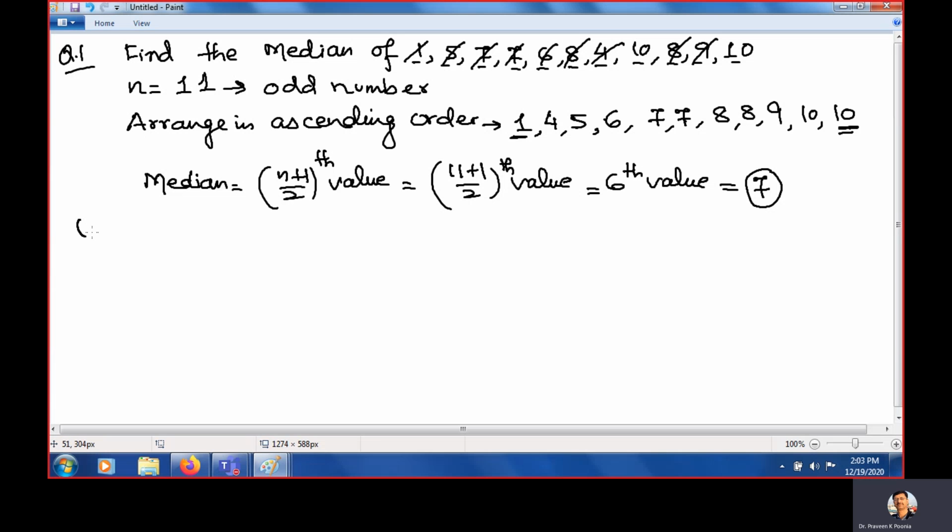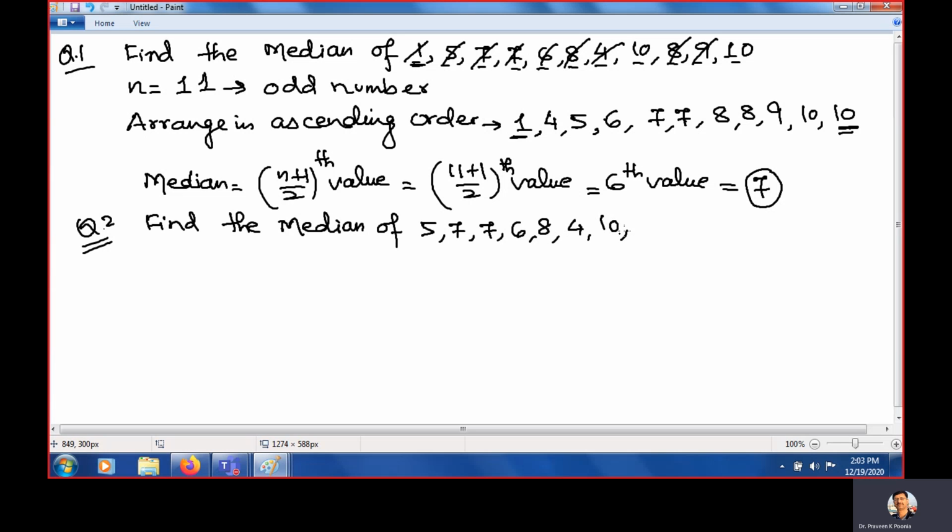And if we take question number 2, find the median of the same data, we are removing this 1. Rest of the numbers we are taking: 5, 7, 7, 6, 8, 4, 10, 8, 9 and 10. Now an even number we have taken. n is equal to 10. 10 means even number.